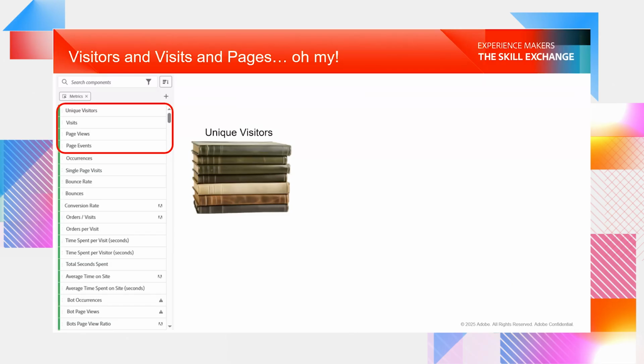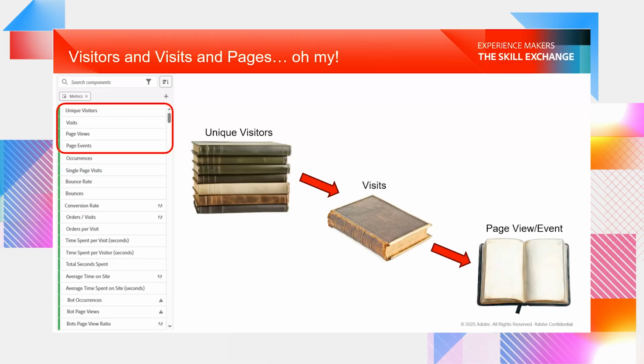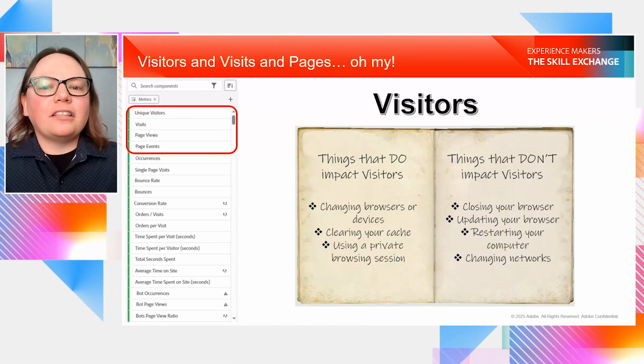Looking at these together, you can think of unique visitors as a book series. The series as a whole is a single item, but within that series, there's a number of individual books. Each of those books is like a visit. A single visitor can have multiple visits. Then within each visit or book, there are a number of pages. Each page is either a page view or a page event. Let's look at all of these in a little bit more detail.